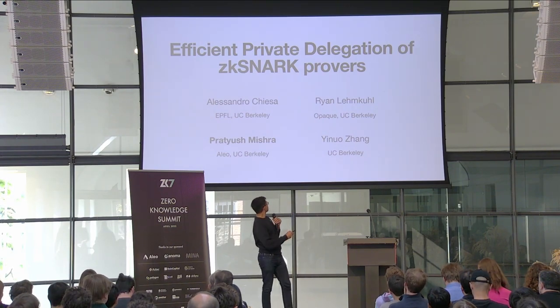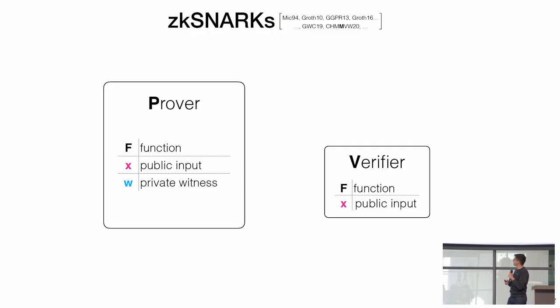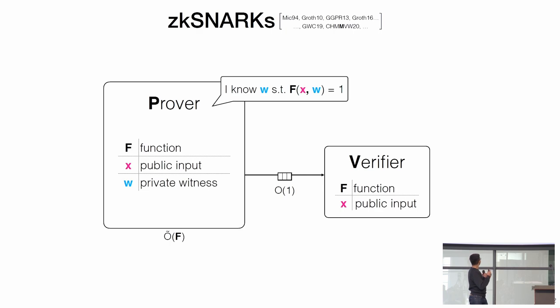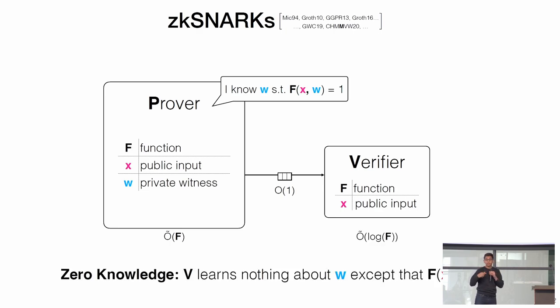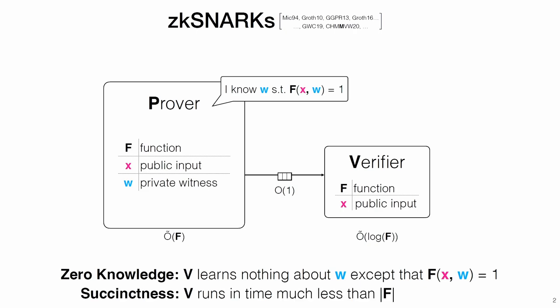OK, let's get started. No one loves zkSNARKs here, but I'll still quickly recap what they do. A zkSNARK is a protocol for a prover to convince a verifier that some statement is true without revealing why it's true, so hiding some secrets, and in a way that the verifier can check quickly, right? The succinct proof is very efficiently checkable.